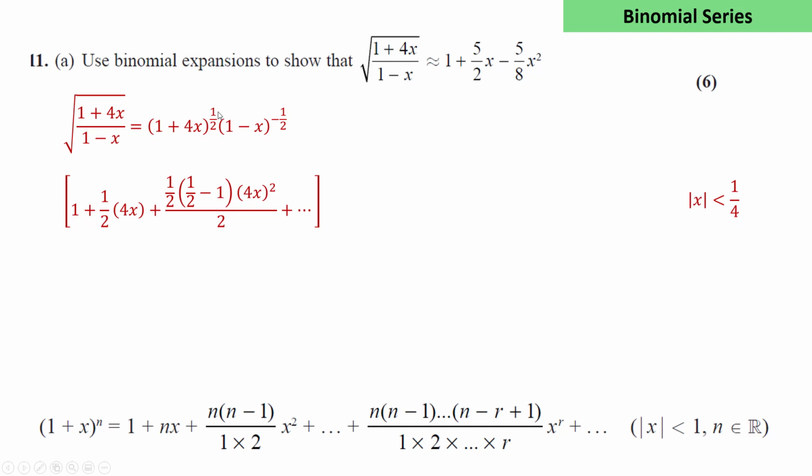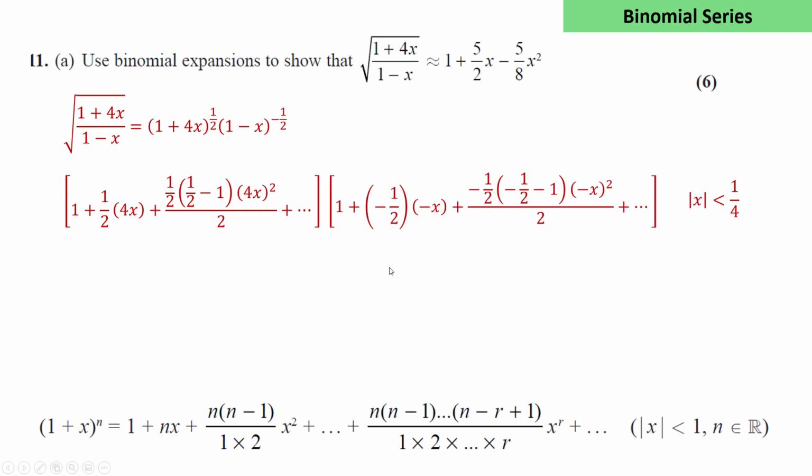For the second part here, (1 - x)^(-1/2), we have 1 plus minus a half times minus x. And then we have minus a half times (minus a half minus 1) over 2, times (minus x) all squared, plus terms in x cubed and above. This will be valid when the absolute value of x is less than 1, which it will be if the absolute value of x is less than a quarter.